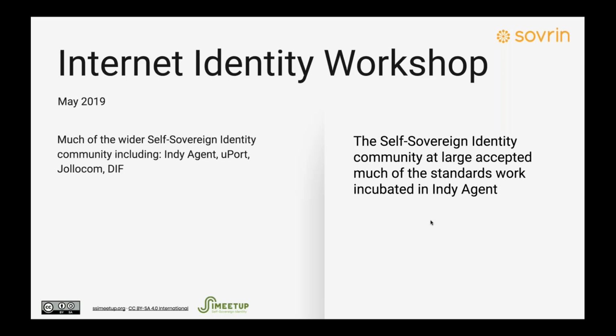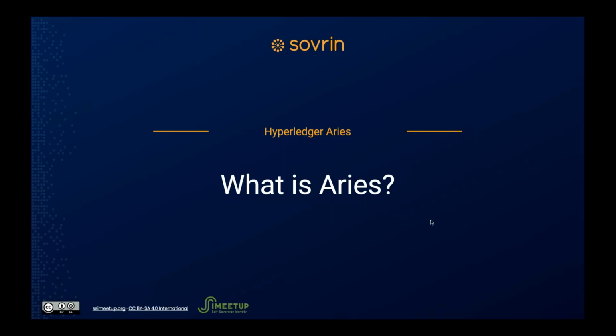With the Internet Identity Workshop this year, we had a bunch of independent implementations that showed that they can do credentials exchange. And then we started a lot of important efforts with the broader community, the folks at DIF, Jolocom, and uPort and others, with ratifying and figuring out how to make sure that these standards we've been working on inside of the Indy Agent Working Group could be compatible across the broader community. And with that, we also announced the launch of the Hyperledger Aries project. So let's talk a little bit about what Aries is specifically.